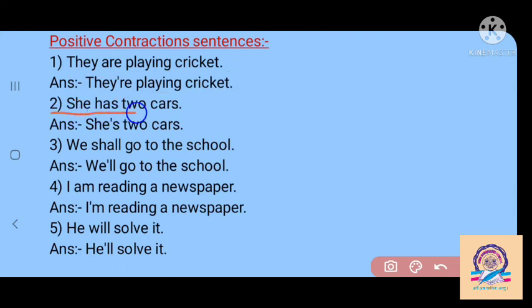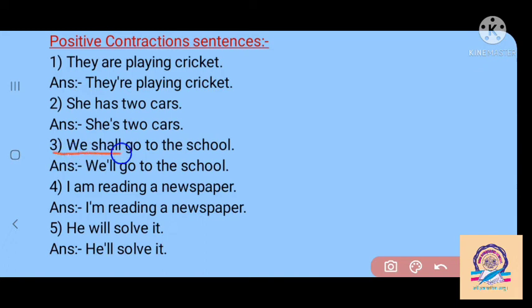Then 'She has two cars.' She has changes into she's. Then we have to write apostrophe s here, removing ha for making the positive contraction. That is, 'She's two cars.' So we have to add apostrophe s instead of has here.